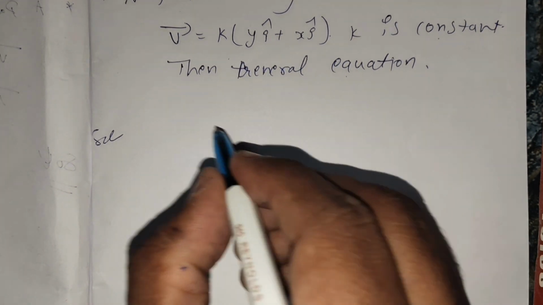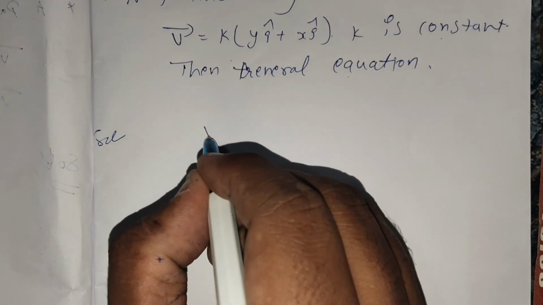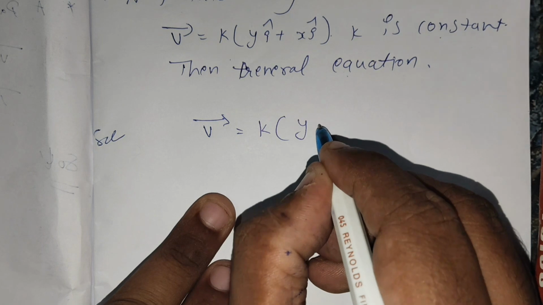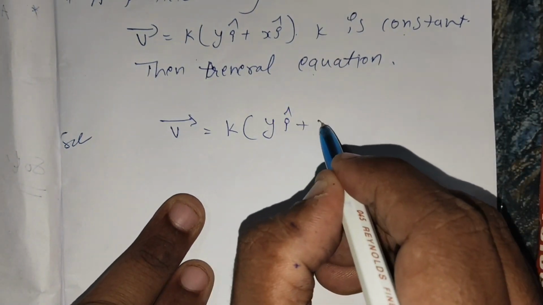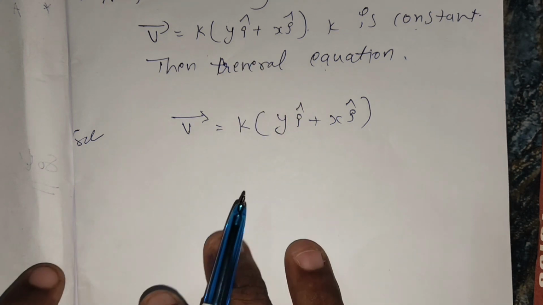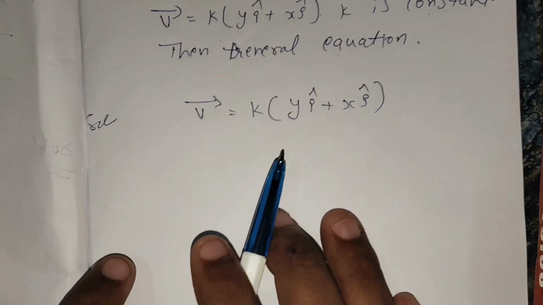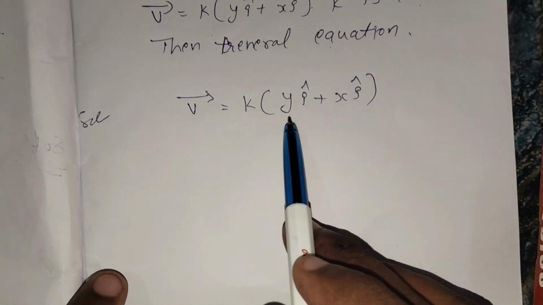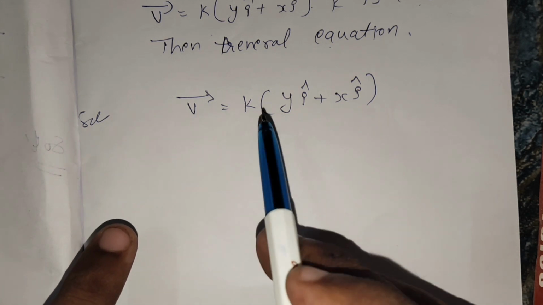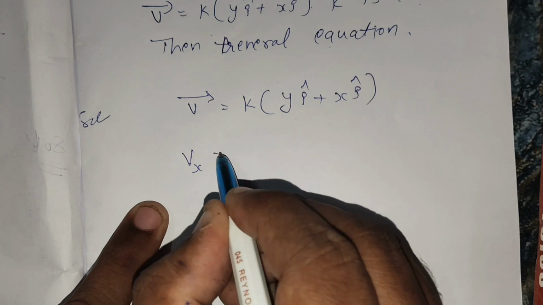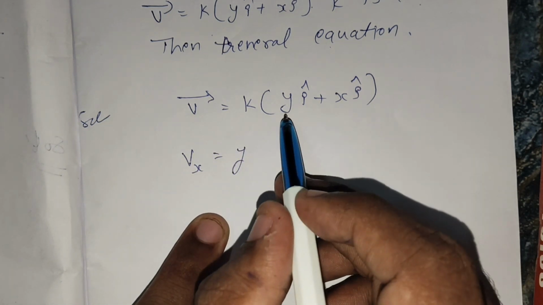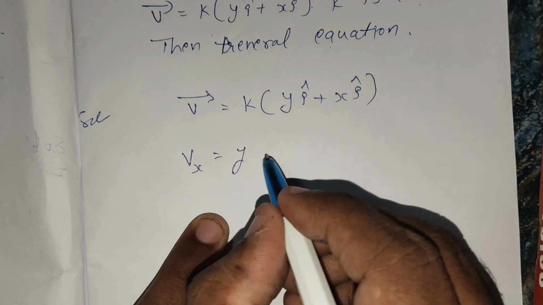First of all, the given data: v bar is equal to k into (y i cap plus x j cap). This is the given. Here k is constant. Of course, this is the x coordinate and this is the y coordinate. Finally, we can write like this: v suffix x is equal to y. Understand? v suffix x is equal to y.